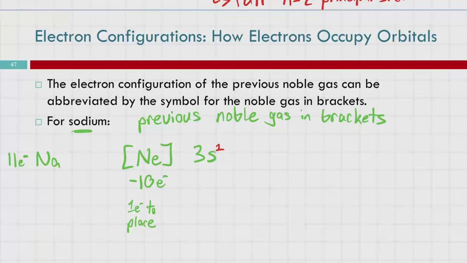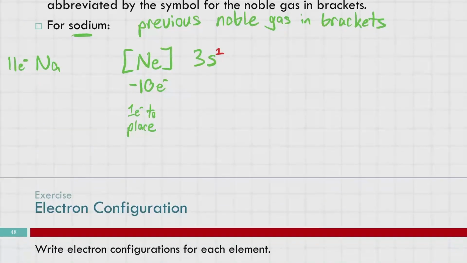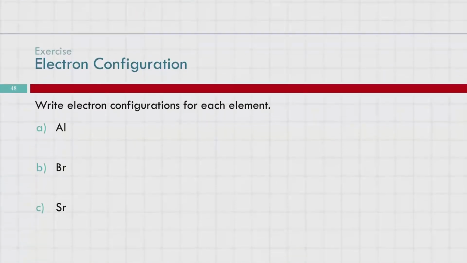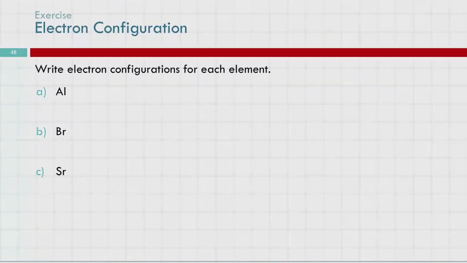So previous noble gas in brackets, and that sums up everything up until that point. So the first two rows of electrons get summed up just by writing neon, Ne, in brackets. And we can do that for stuff that's lower on the periodic table as well. So this is a huge time saver. So for example, we can write these electron configurations.